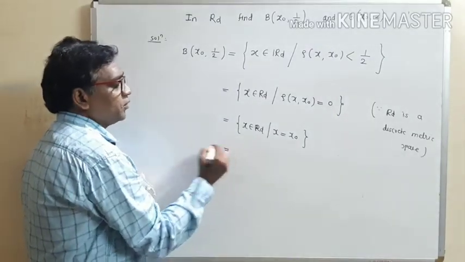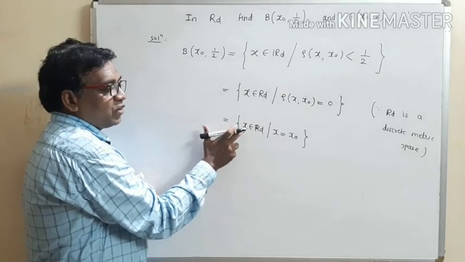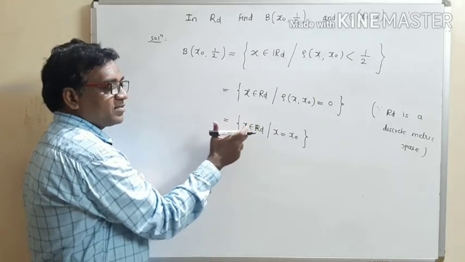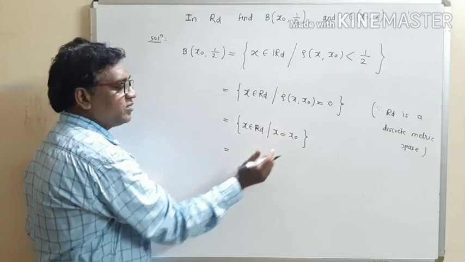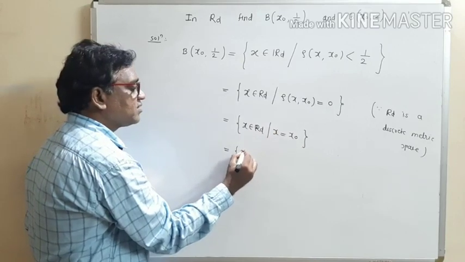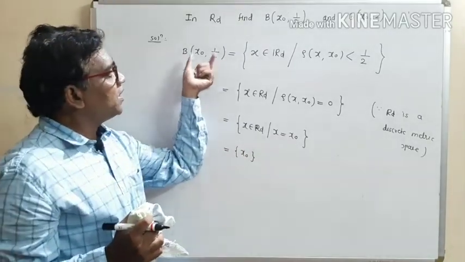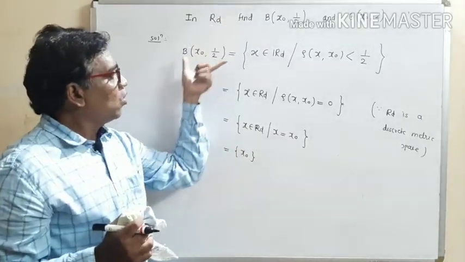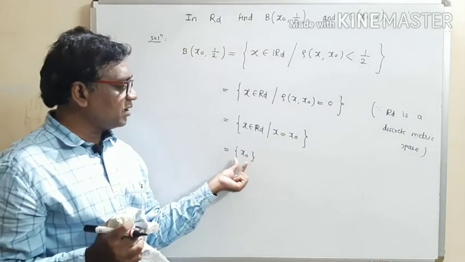So we have to find this set: the set of all those elements x. And what is the value for x? x is given by this value x0. So we get just the singleton {x0}. So see, what is the open sphere in a discrete metric space? The open sphere in a discrete metric space is nothing but a singleton set.